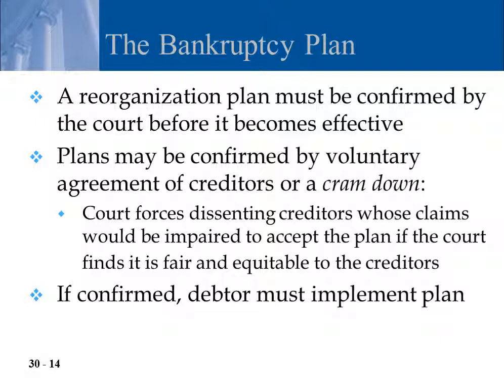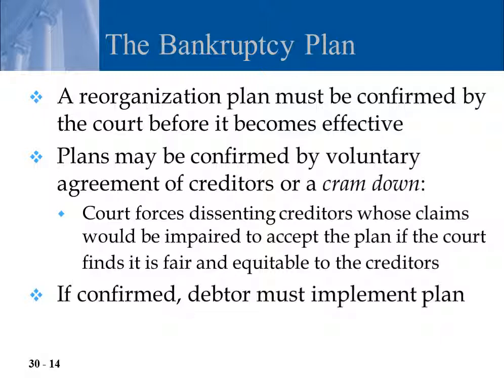The bankruptcy plan is the reorganization plan, and it must be confirmed by the court before it becomes effective. And plans may be confirmed by voluntary agreement of creditors or what they call a cram down. That's where the court forces dissenting creditors whose claims would be impaired to accept the plan if the court finds it is fair and equitable to the creditors.